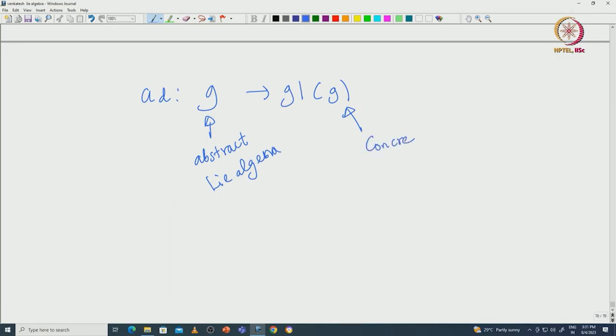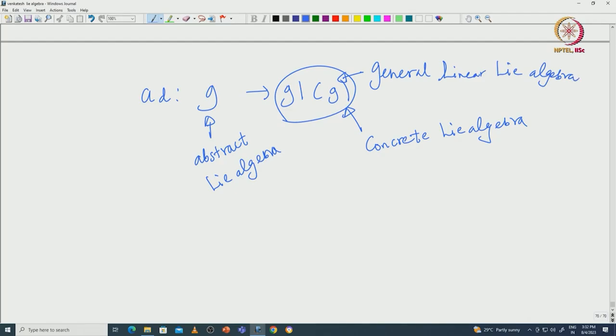So, for example, we have this adjoint map from g to gl(g). This g is, to begin with, an abstract Lie algebra. But what we have on the right side is a more concrete Lie algebra. What I mean by concrete is that it is a vector space. If you know the dimension, this is the general linear Lie algebra, a very particular example. You can do all computations in gl(g), but for an abstract Lie algebra we do not know how to do computations. Here we can do the computation using the commutator brackets. That is what I mean by a concrete Lie algebra.